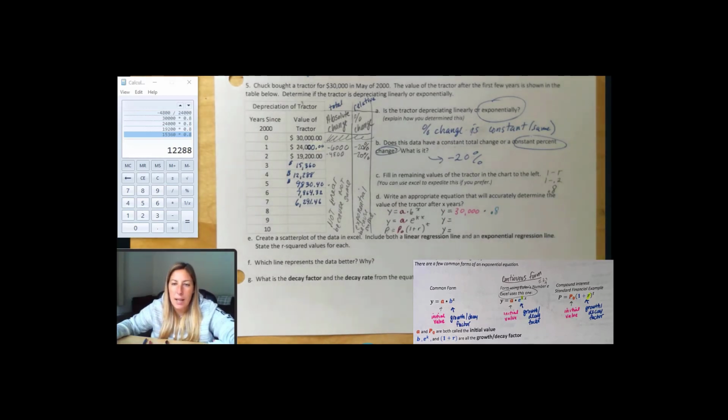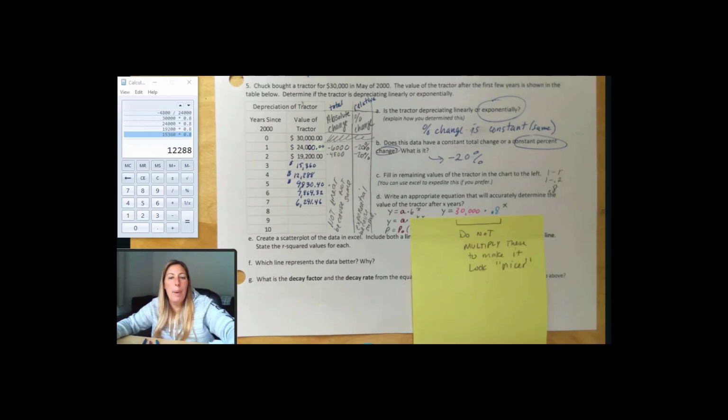I need to raise that to the x power. So now I have 30,000 times 0.8 to the x. Now what a lot of students want to do is take 30,000 and multiply it by 0.8 to make it look a little bit nicer. But why can I not do that?